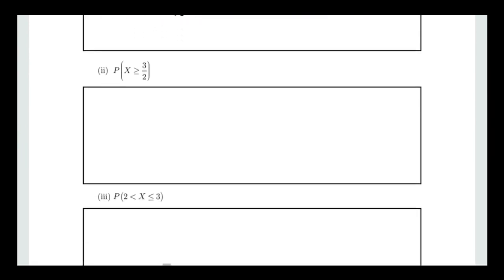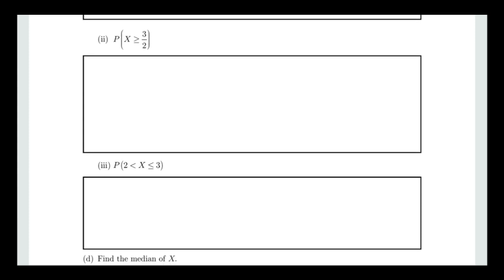Then we go for the second one, X greater than or equal to 3 over 2. The question asks for the greater sign. In order to use the capital letter F, which is the CDF, we have to make some rearrangement. Since the question asks for greater, we can convert it: P(X ≥ 3/2) is equivalent to 1 minus P(X < 3/2).